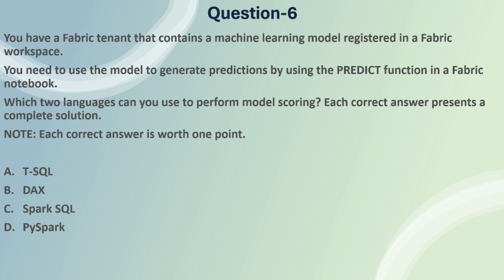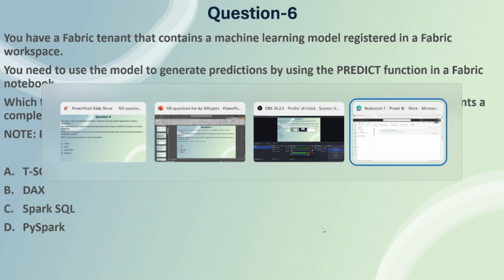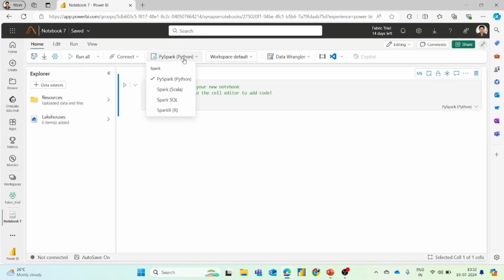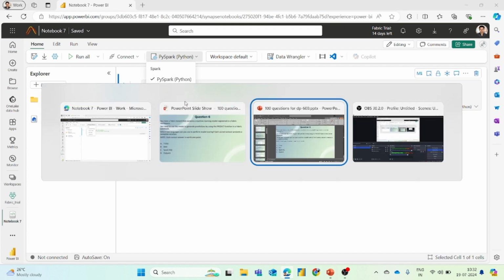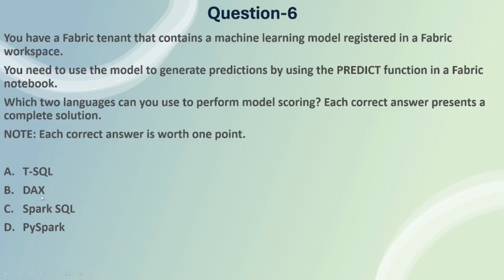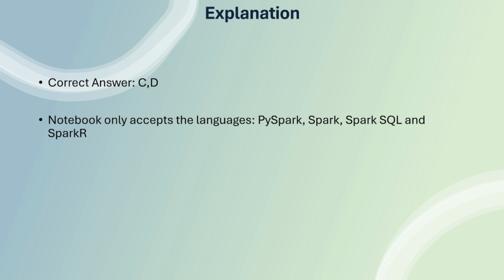If you have worked with Microsoft notebooks, then you must be aware that there are 4 languages available. So let's directly move to it and see what languages are available. Here you can see that PySpark (Python), Spark (Scala), Spark SQL and Spark R are available. According to our options, PySpark and Spark SQL are available. So the correct answer will be Spark SQL and PySpark, which is option C and option D. You can see in the explanation too, notebooks only accept the languages PySpark, Spark, Spark SQL and Spark R. So this is all about question 6.